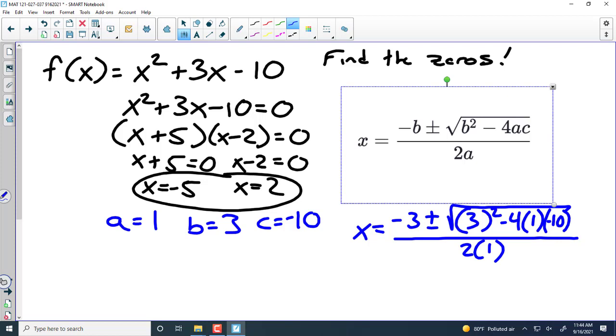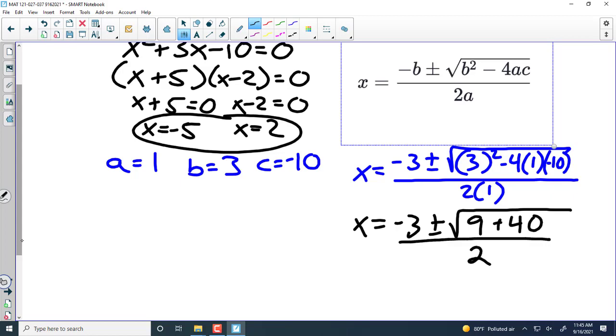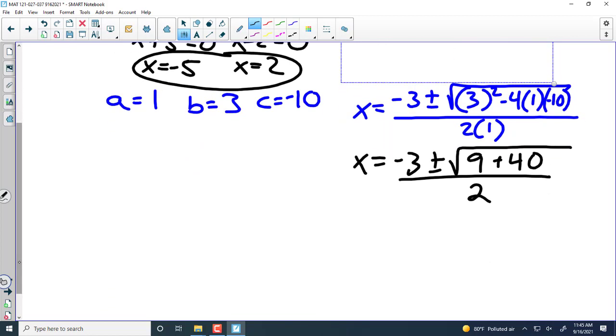Very important. I'll tell you, a lot of people, even when they memorize the quadratic formula, which you actually don't really have to do, don't know how to simplify it. What's 3 squared? 9. What's negative 4 times 1 times negative 10? Positive 40. So this ends up being x equals negative 3 plus or minus the square root of 49 over 2.